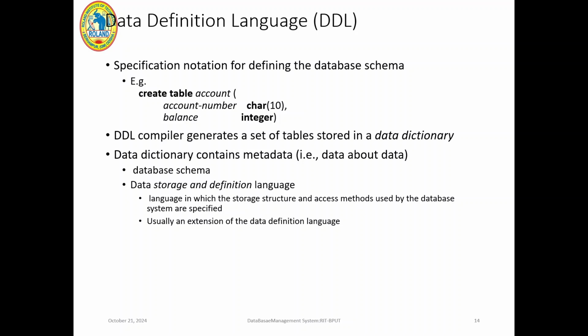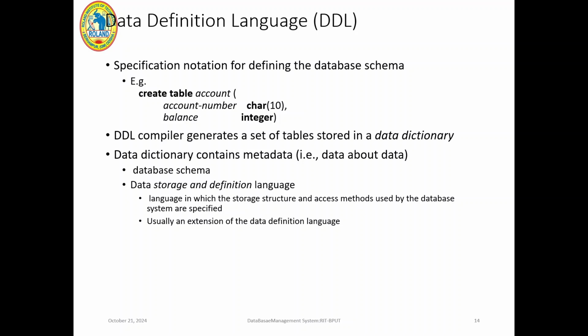Character means it will take both characters and numbers, everything. That is not a problem. Then balance is purely integer, right? So the DDL compiler generates a set of tables stored in a data dictionary. Okay. So this is the thing. Try to understand: the data dictionary contains metadata, that means data about data.